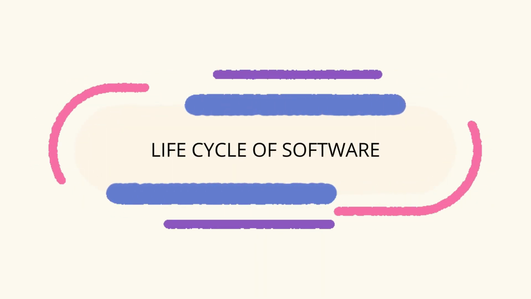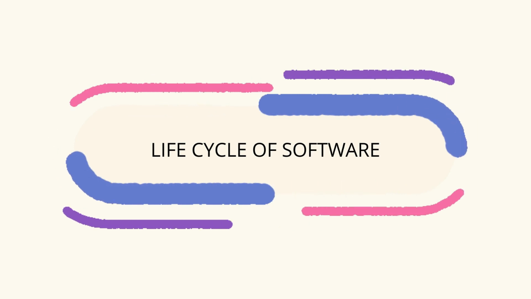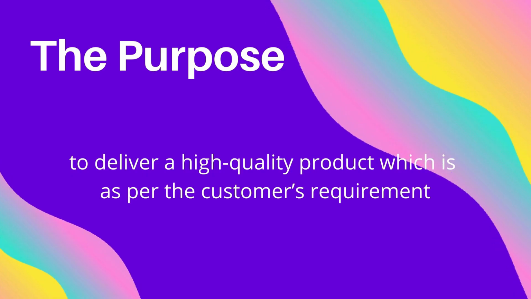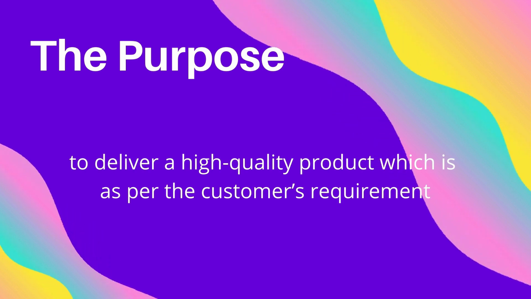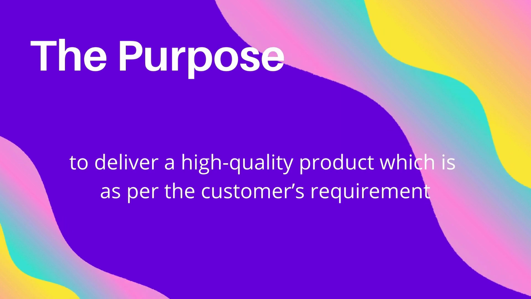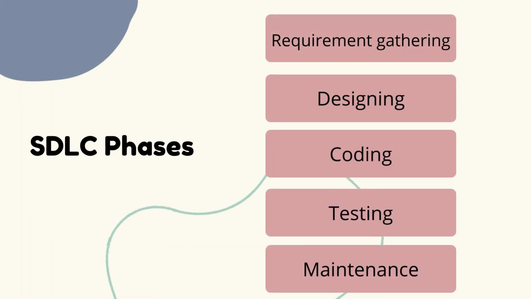SDLC stages cover the complete life cycle of a software, for example, from the inception to retirement of the product. The purpose of SDLC is to deliver a high-quality product which is as per the customer's requirement. SDLC has defined its phases as requirement gathering, designing, coding, testing, and maintenance.